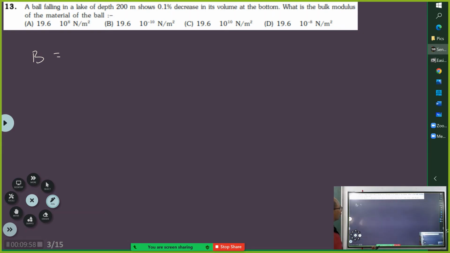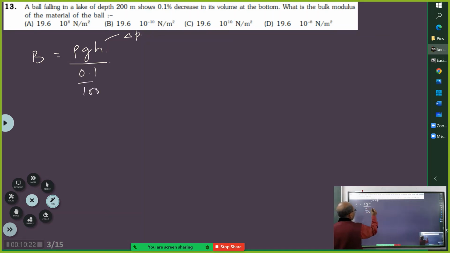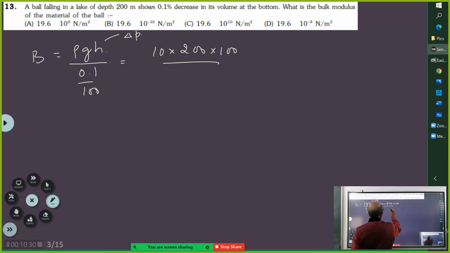So rho GH. Lake means it will be water. Rho is 1, G is 10, and H is 200. What is rho GH? Rho GH is nothing but delta pressure, divided by the change in the volume. What will be the change in the volume here? That is 0.1%, so you write 0.1 by 100. So rho for water is 1, G is 10, and H is 200, into 100 divided by 0.1. So again here, 6 zeros.